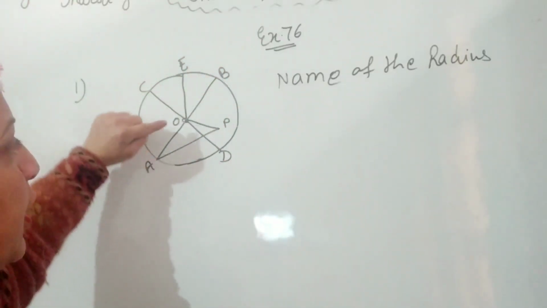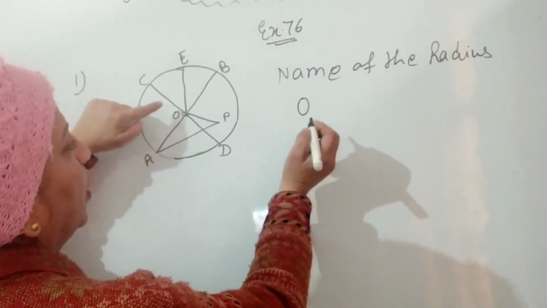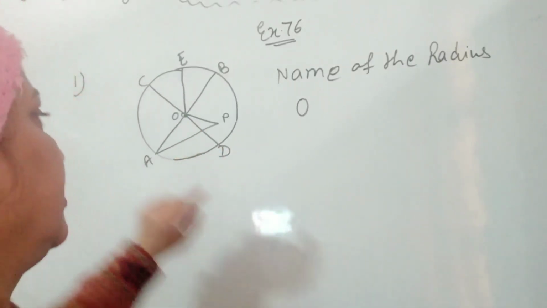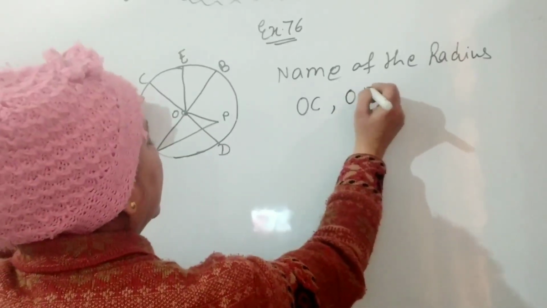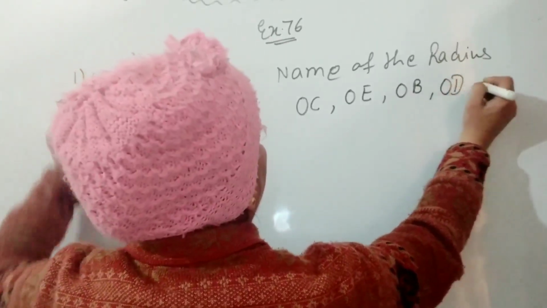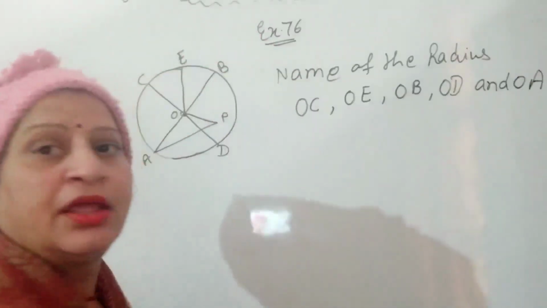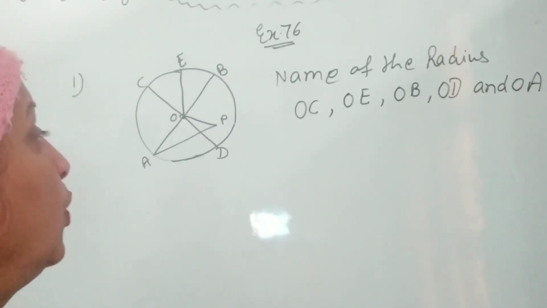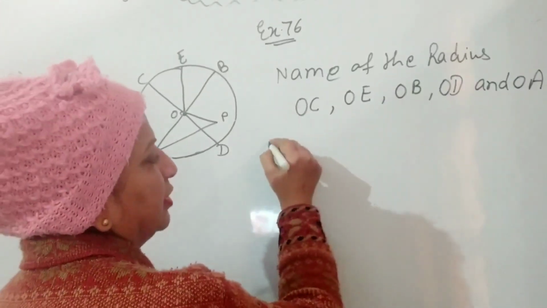So first of all you have to take the fixed point name O, then you write all these points which lie on the circle, like OC, then OE, then OB, OD and OA. All these are the radii of the circle. Clear this one? Now we have to write the name of the diameter of the circle.